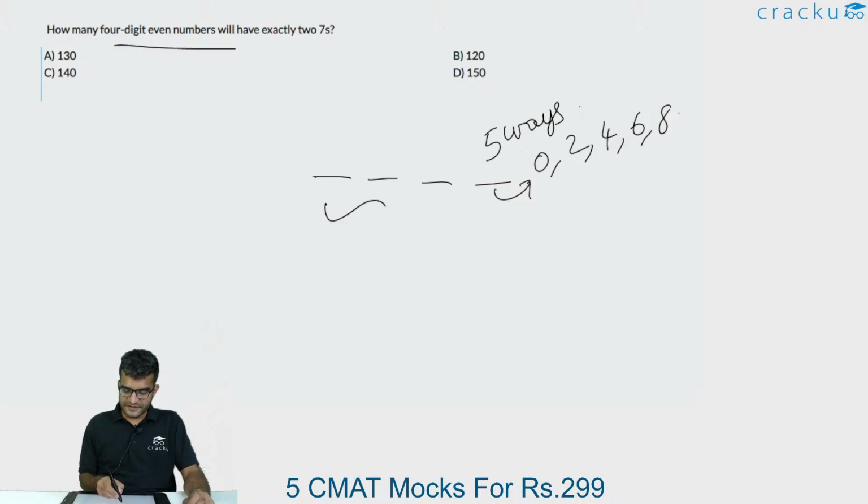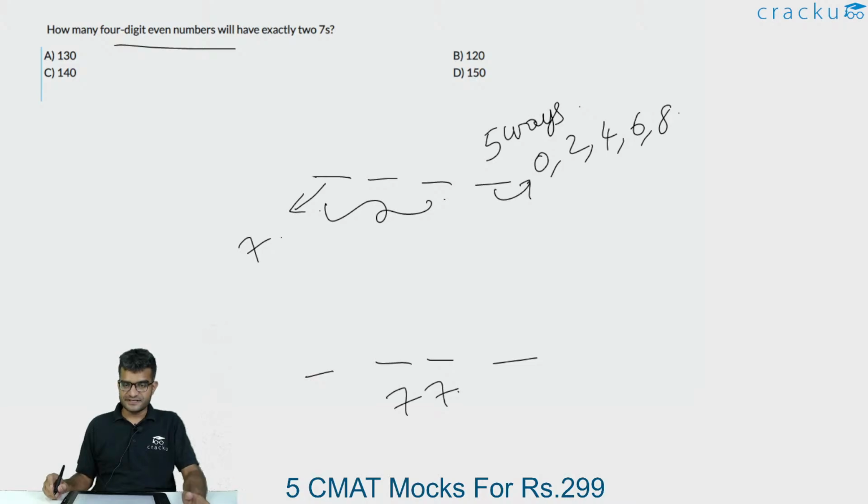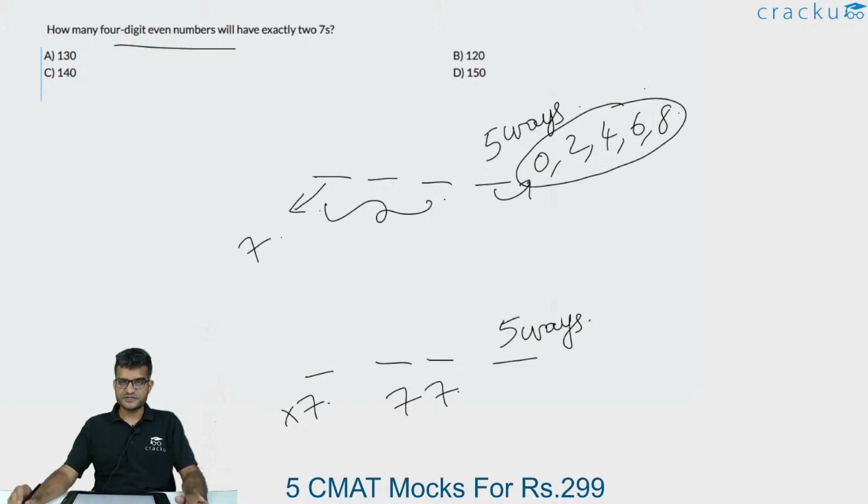Now amongst the first 3 digits, we want exactly 2 of them to be 7. Let us consider that one of the sevens is actually the first digit. This is one case. The other case is that both the sevens are the second and the third digit, and the first digit is not 7. These are the 2 cases to consider. In both the cases, the last digit can be chosen in 5 ways. It will be either 0 or 2 or 4 or 6 or 8.